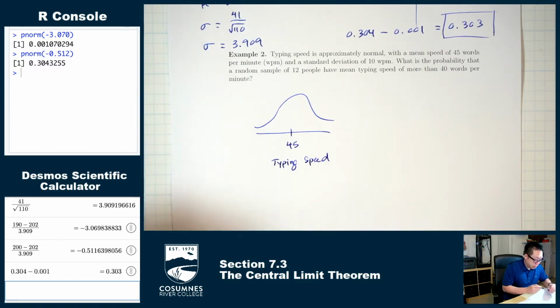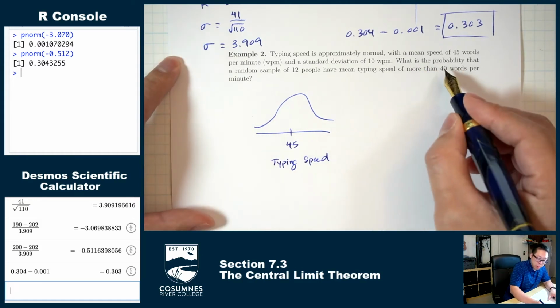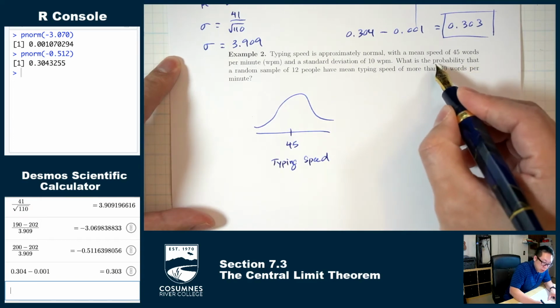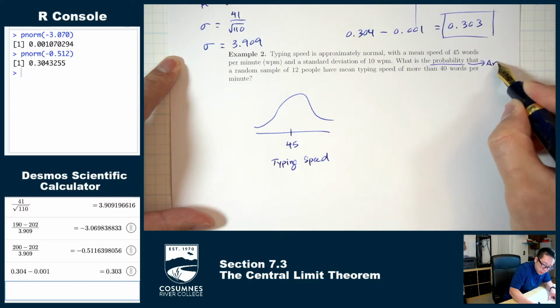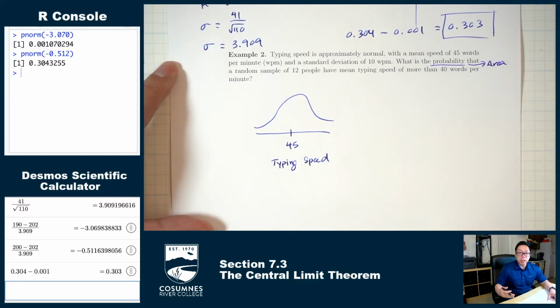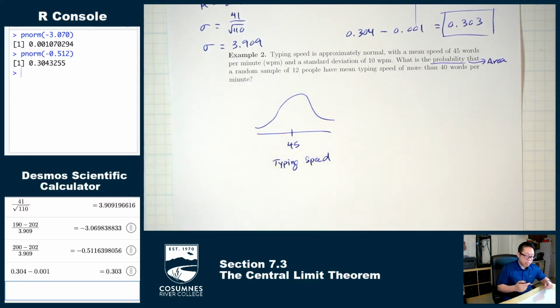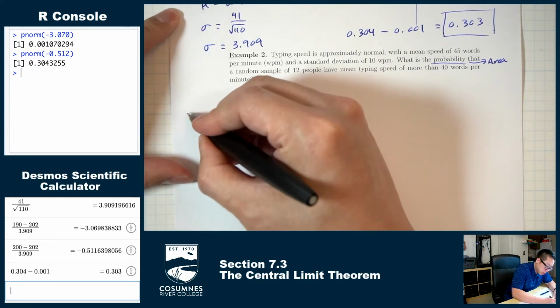Next thing I need to do is figure out whether this is an x to area or an area to x problem. It says, what is the probability? Probability we said was area. So what is the area again? I'm looking for area as my final answer, so this would have to be an x to area problem if I want to end up with an area. So this is another x to area.